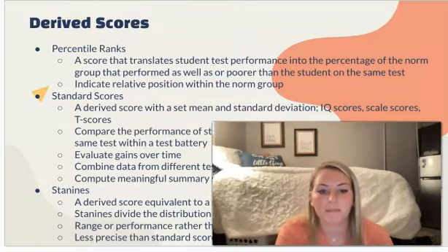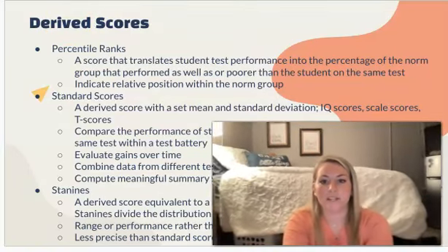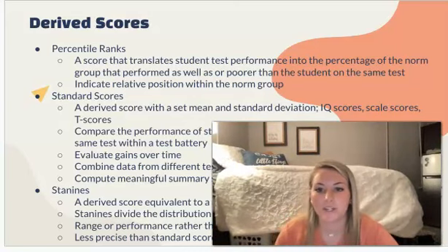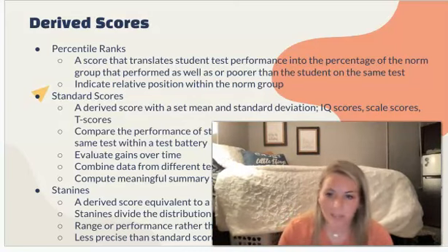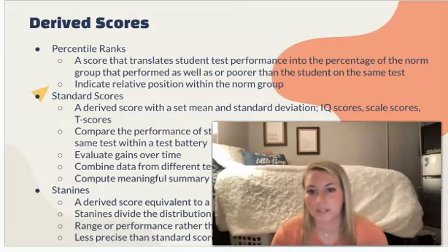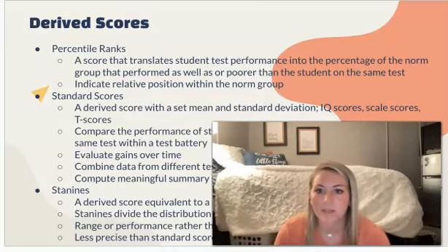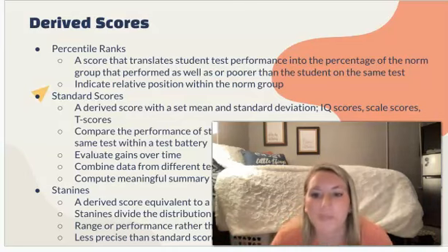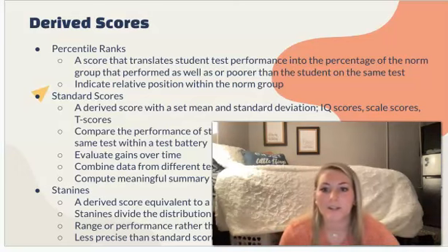So stanines are derived scores equivalent to a range of standards. So it stands for the standard nines, where it gets its name. So they are distributed into 9 ranges, and this goes for the range of performance rather than a specific score. These are less precise than the standard scores.